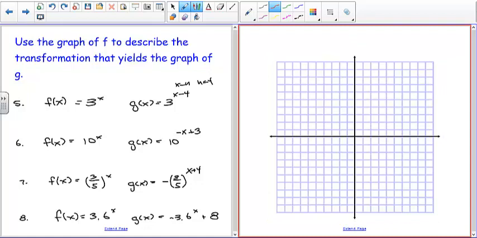Okay, next one, you've got 10 to the x. So again, you could do 10 to the 0, which would be 1. 10 to the first power would be 10. And then you'd get 1/10 right here. So it really goes up fast.